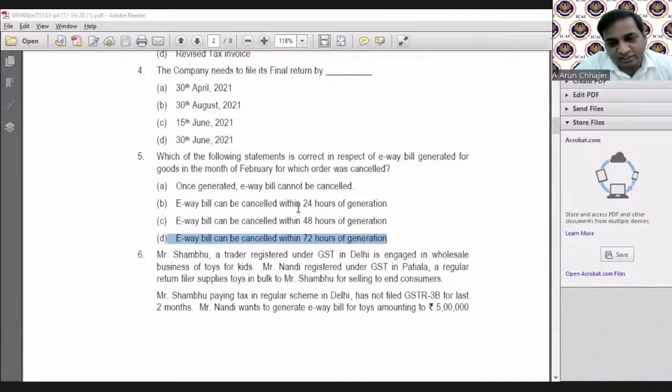Number of digits of the HSN code to be mentioned. Is it no digit? Is it 4, 6 or 8? The answer is 6 digits.